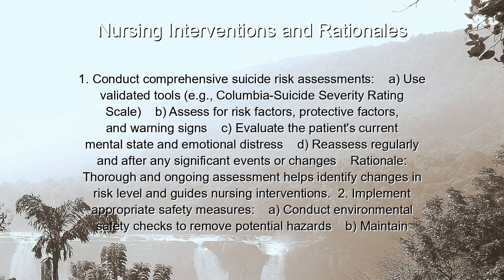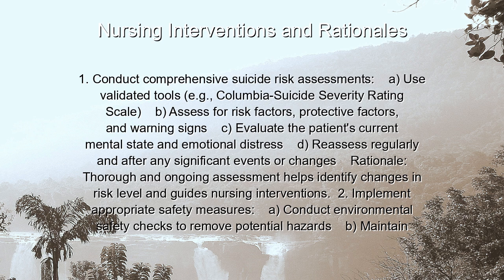Nursing interventions and rationales. 1. Conduct comprehensive suicide risk assessments. A. Use validated tools, for example the Columbia Suicide Severity Rating Scale. B. Assess for risk factors, protective factors, and warning signs. C. Evaluate the patient's current mental state and emotional distress. D. Reassess regularly and after any significant events or changes. Rationale: thorough and ongoing assessment helps identify changes in risk level and guides nursing interventions.